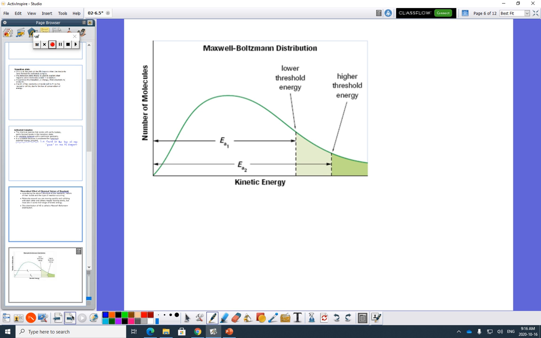And this shape is called a normal distribution-ish, where you have a tail at the one extreme, like a little bit. Over here is a very high energy. Very few molecules exist here. Most of them exist here, which would be around the average.